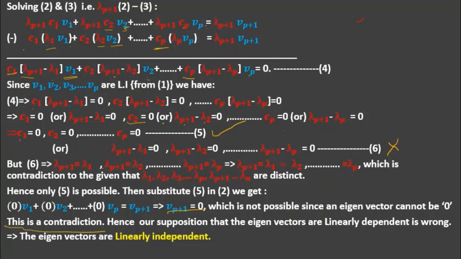Why are you getting this contradiction? Because you supposed that the eigenvectors are linearly dependent. This must be wrong. And what must be right? It implies the eigenvectors are linearly independent. That is, the distinct eigenvectors corresponding to the distinct eigenvalues are linearly independent.